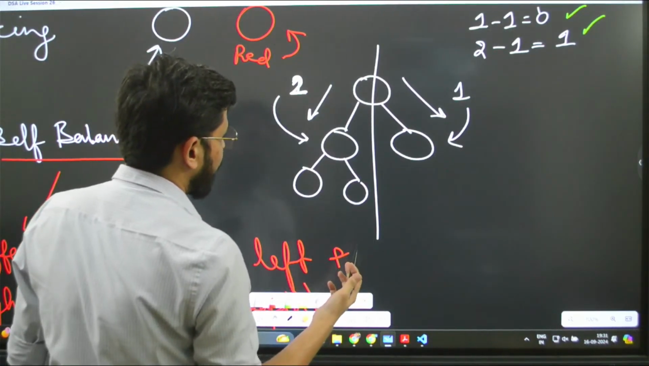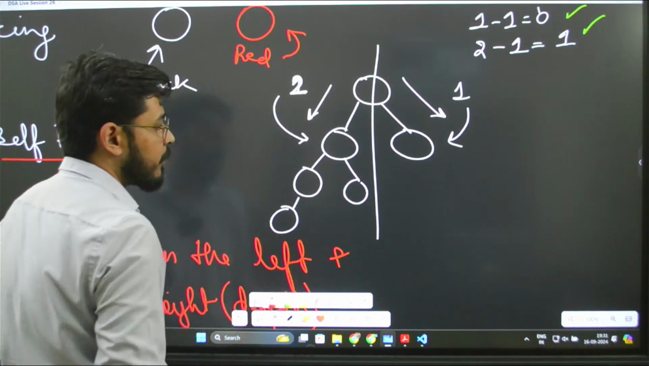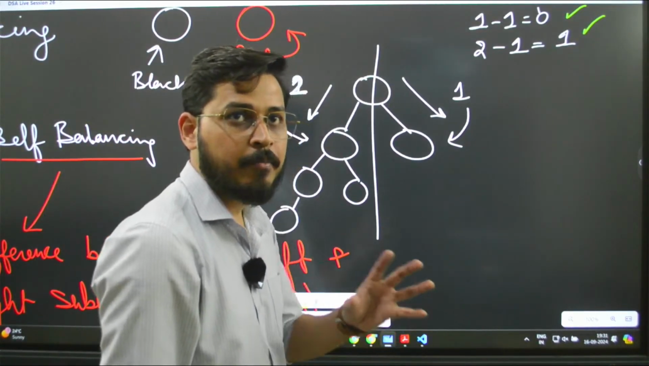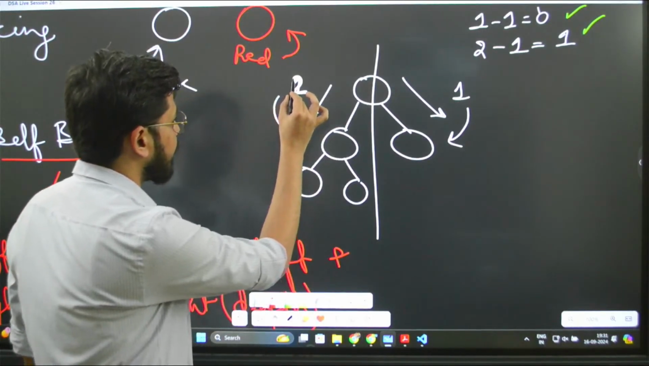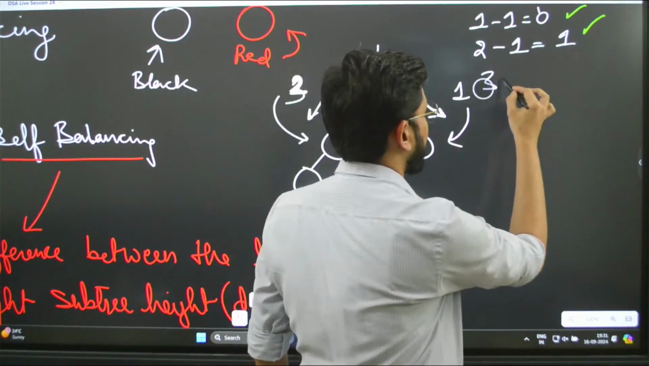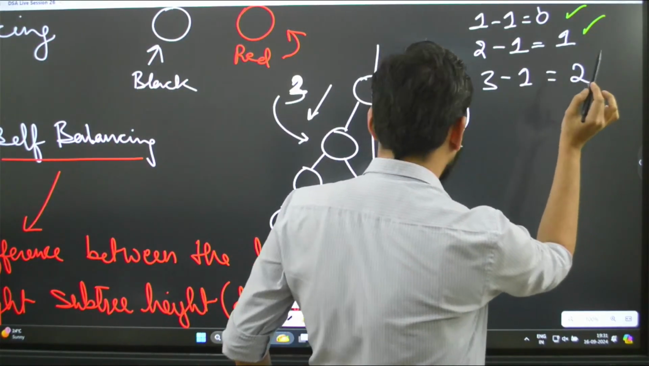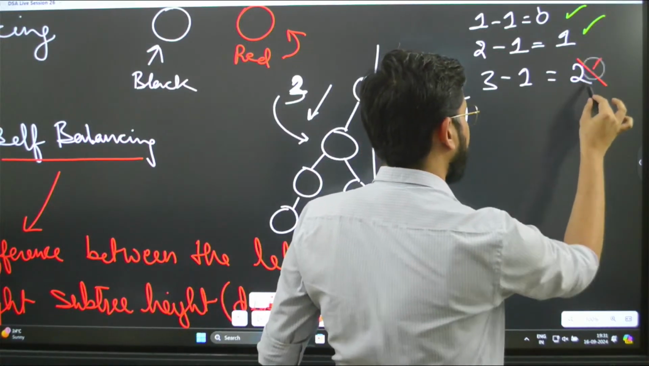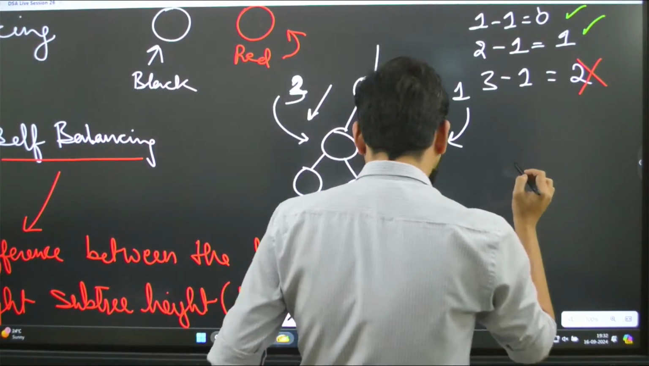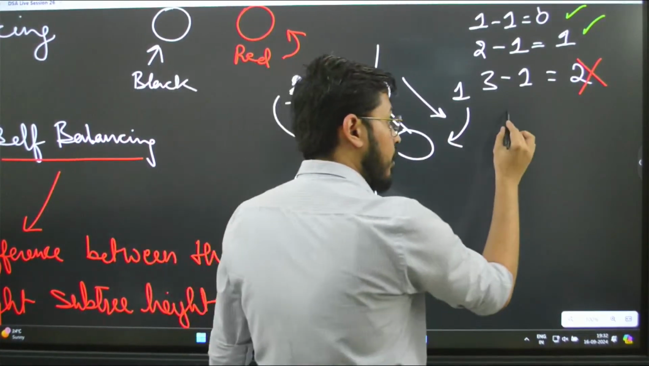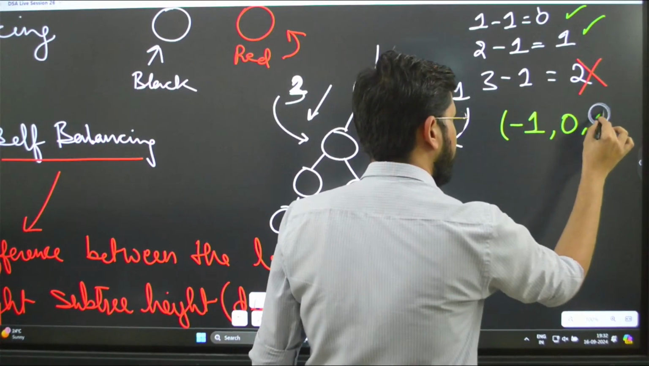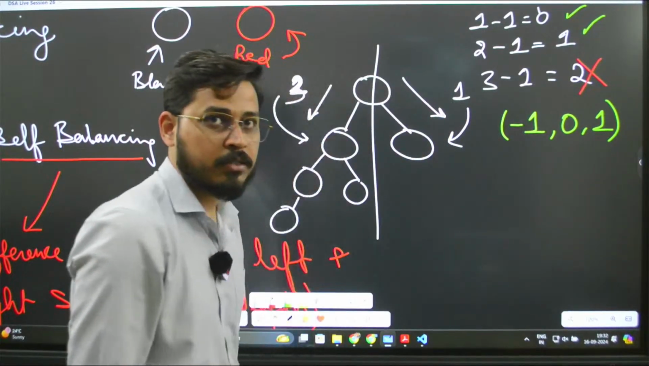So nothing will happen. If I say one more here, then this becomes an imbalanced tree. Why? Because you see here we have 3 nodes, 1, 2, 3, and 3 minus 1 is equal to 2, which is greater than 1, and the condition was either it should be minus 1 or 0 or positive 1. I hope this is very much clear.